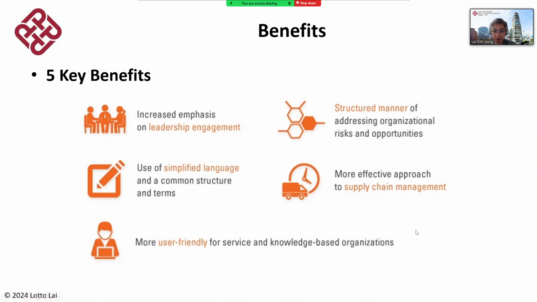So the five key benefits of embedding a QMS in your organization are: leadership engagement is increased; the language is simplified, meaning we have a common structure, terms, and a common language; a structured manner addresses your organizational risk and opportunity, because we need to identify annually what risks and opportunities your organization faces in your market; a more effective approach to supply chain management; and lastly, it is user-friendly for service and knowledge-based organizations.